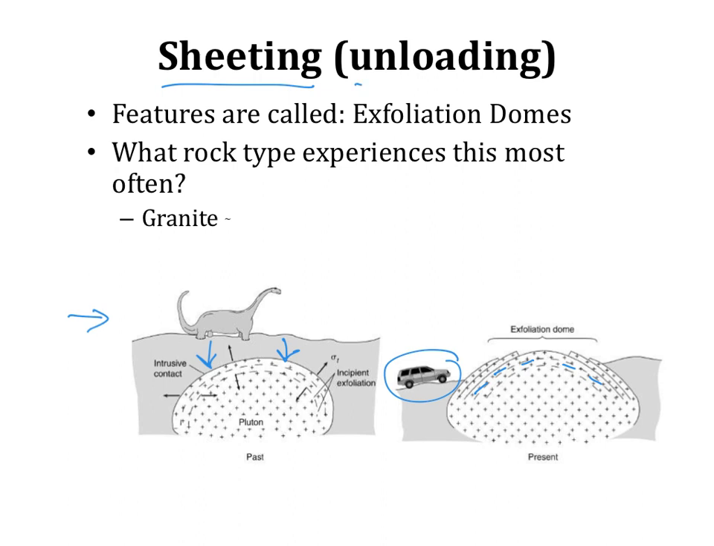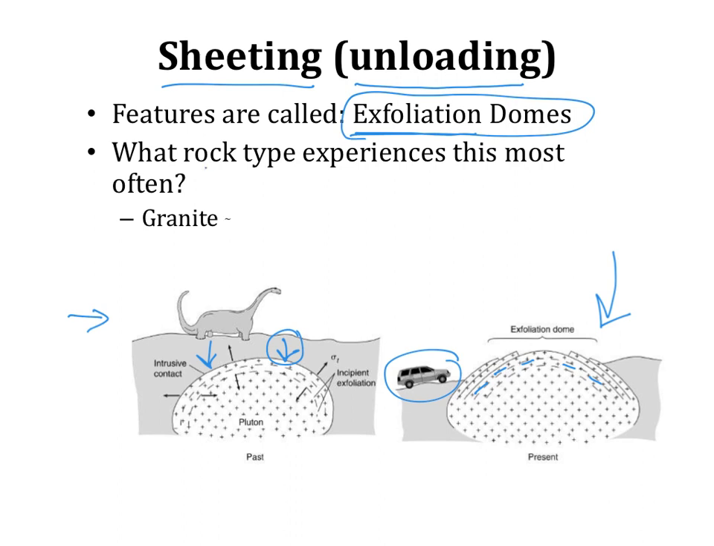It's called unloading because you have basically removed the pressure of the overlying rocks. And it's called exfoliation because that term just means losing a layer of skin. And this final shape that we see exposed at the surface that we can walk around on is called an exfoliation dome.